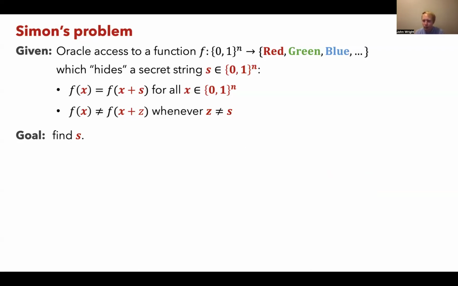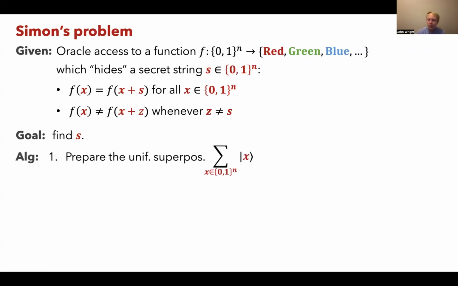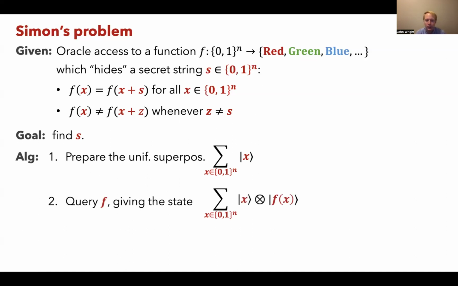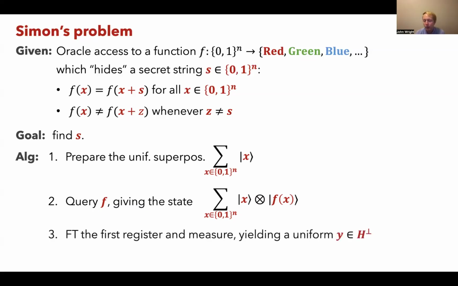Now let me remind you, how do you solve Simon's problem? So this is a classic algorithm. You begin by preparing the uniform superposition over all x in 0,1 to the n. Then you query f in superposition. That gives you the state ket x tensor ket f of x. And then you just Fourier transform the first register and you measure. And what that's going to give you is a uniformly random string y in H perp.